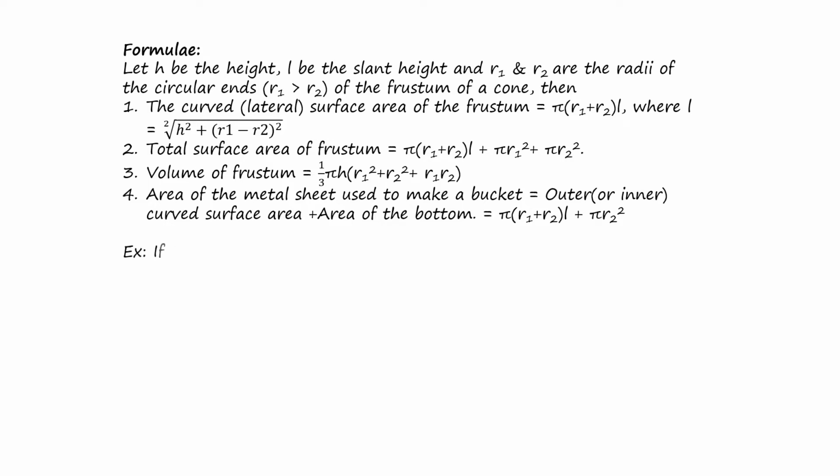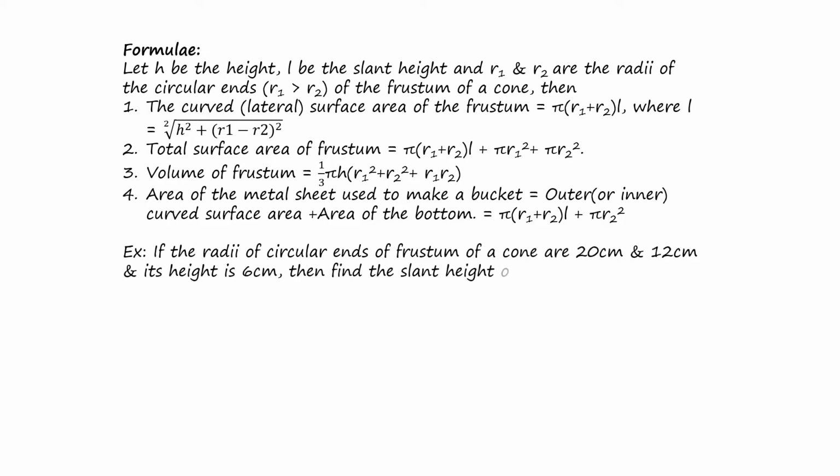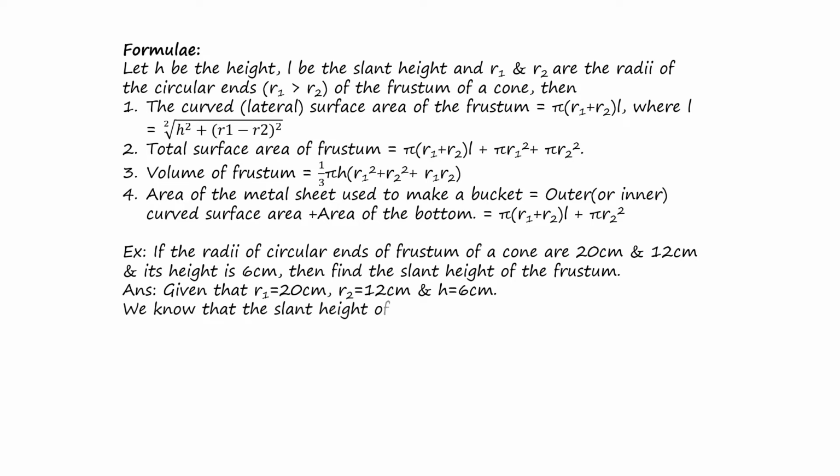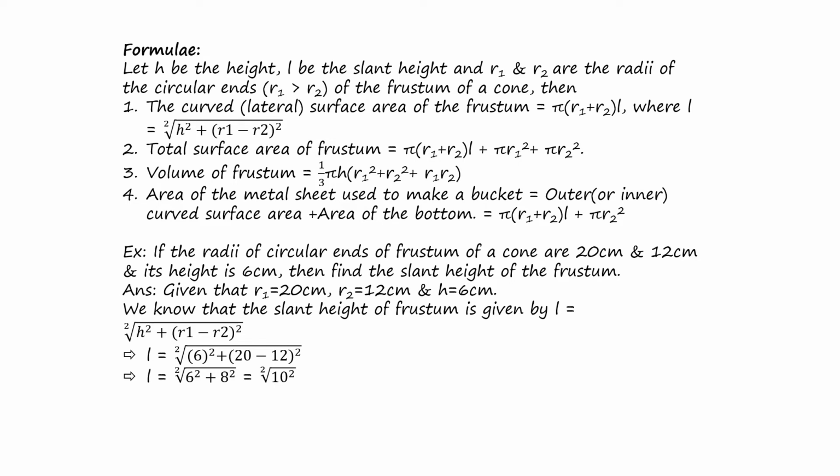Let's see some examples. If the radii of the circular ends of a frustum of a cone are 20 cm and 12 cm, and its height is 6 cm, then find the slant height of the frustum. Given that R1 equals 20 cm, R2 equals 12 cm, and H is 6 cm. We know that the slant height of the frustum is given by L equals the square root of H square plus (R1 minus R2) whole square. Putting the values of H, R1 and R2, we get L equals the square root of 6 square plus 8 square, which is the square root of 10 square, or L equals 10 cm. Thus, the slant height of the frustum is 10 cm.